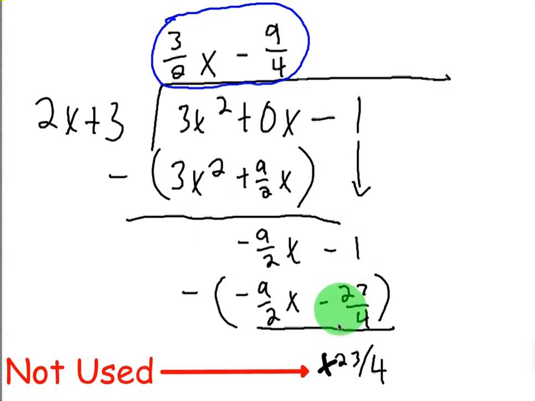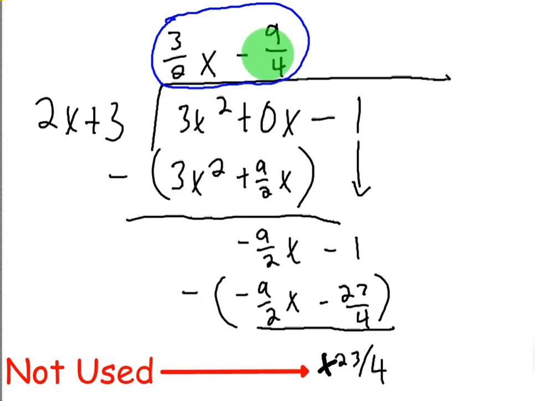Okay, so now we take the first term here and divide by that. So it's negative 9 over 2x divided by 2x. Well, first of all, the x's are going to cancel. Then we have negative 9 over 2 divided by 2. That's the same thing as negative 9 over 2 times 1/2. So you get negative 9 over 4.